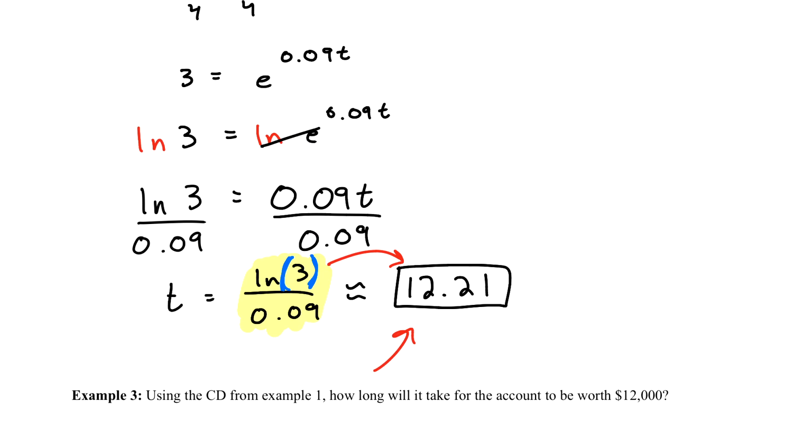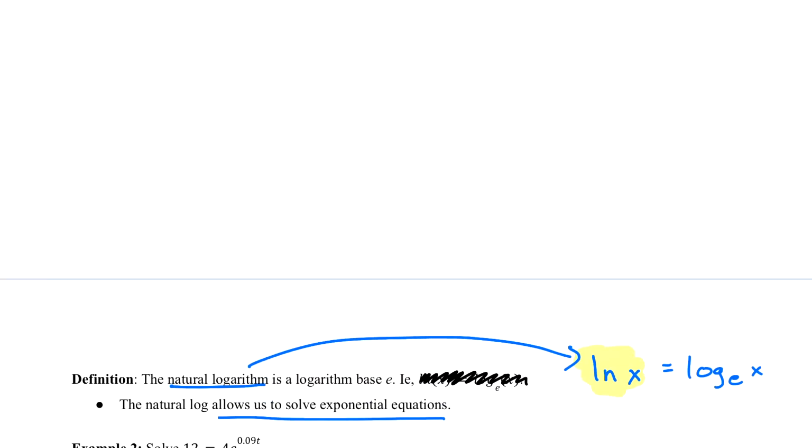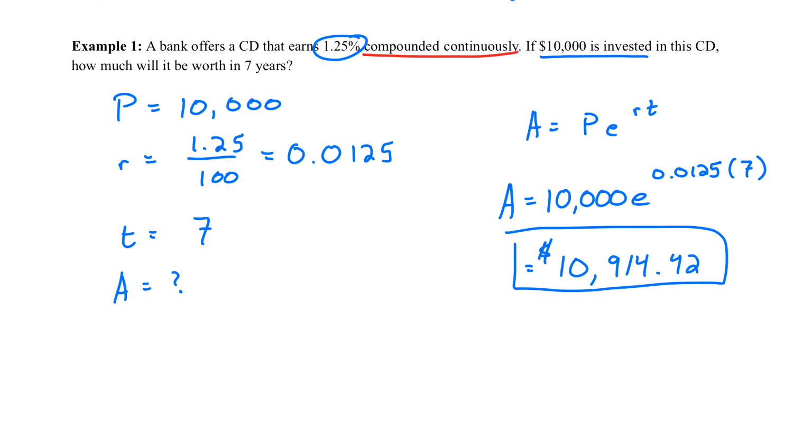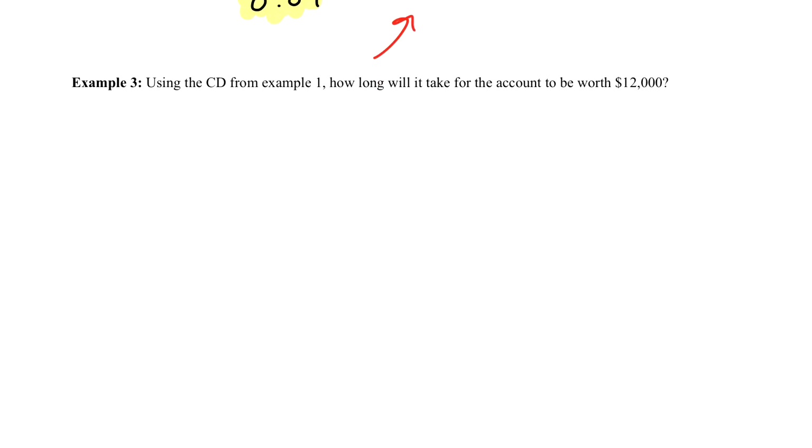So one more example that I want to take a look at here. It says, using the CD from example 1, how long will it take for the account to be worth $12,000? So I want to use all of the details that we had from example 1. If I scroll back up here, when we were looking at example 1, we had an interest rate of 1.25% and we invested $10,000. So I'm going to take all of this information that's right here. Let me copy this, and I'm going to bring it down to our next problem that we're working with here.